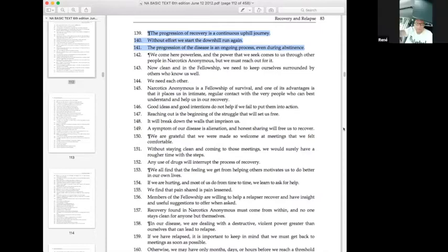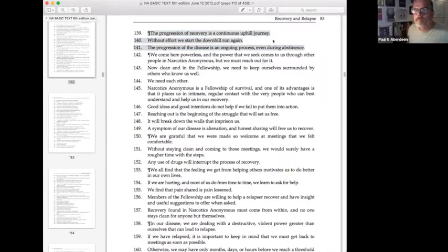Yeah, sure. My name's Rennie and I'm an addict. Hi, Rennie. The progression of recovery is a continuous uphill journey. Without effort, we start the downhill run again. The progression of the disease is an ongoing process, even during abstinence. Thank you. Thanks, Rennie.